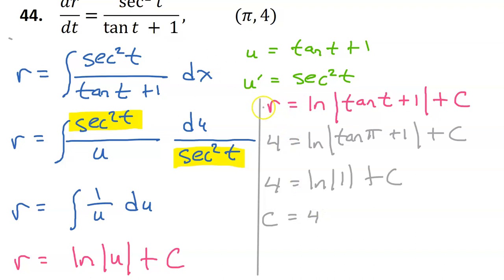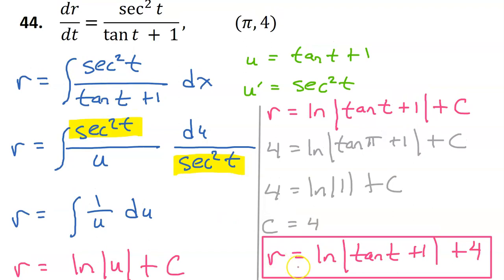Now I'm going to take this red equation and rewrite it with 4 in for c. So I have r is equal to the natural log of the absolute value tangent t plus 1, plus 4. And this is the solution to the differential equation.